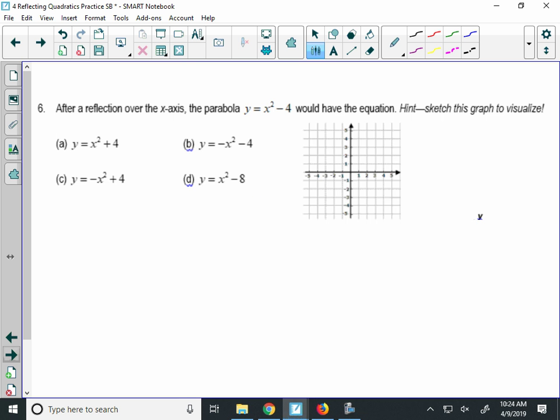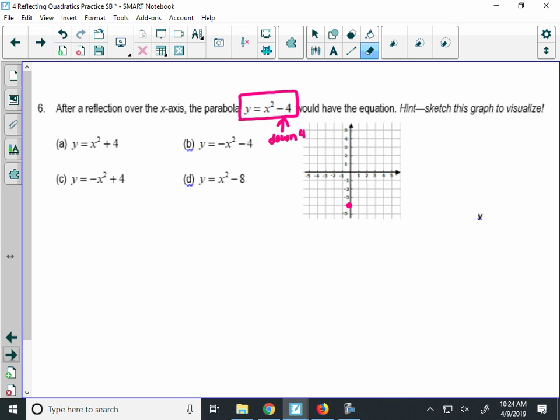Alright, the next one we're going to go over is number 6. It's a multiple choice. It says a reflection over the x-axis. After a reflection over the x-axis, that parabola would have what equation? So the first thing I would do is sketch the given parabola. I'm going to use pink here because I boxed it in pink. X squared minus 4. Well, that's the parent function shifted down 4. So remember, our parent function, if I start normally at the origin here, would be down 4.